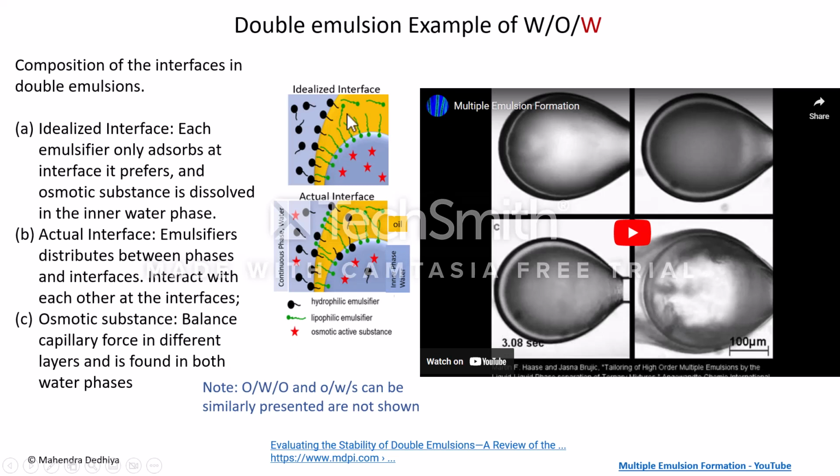On the shell, which is the oil phase, and the water phase, which is the external phase or vehicle phase, the emulsifiers are hydrophilic emulsifiers. The hydrophilic emulsifier head will orient towards the water, and a smaller tail entering into oil. This is the idealized interface. In the actual interface, emulsifiers will distribute between phases.